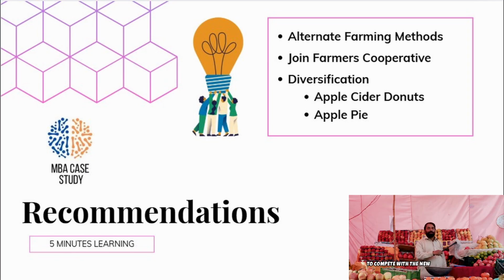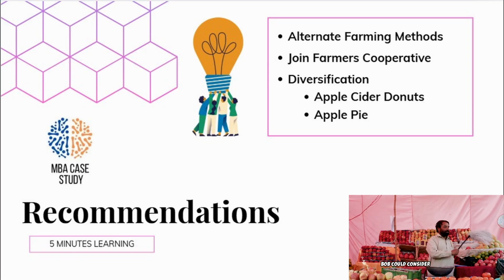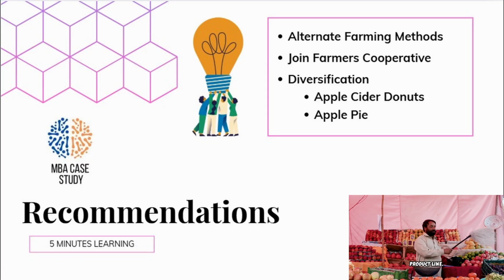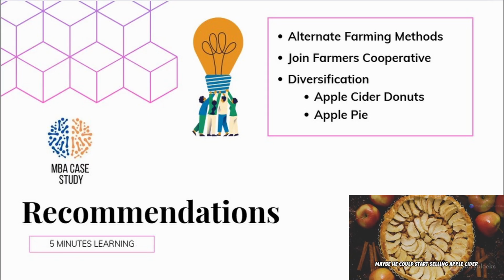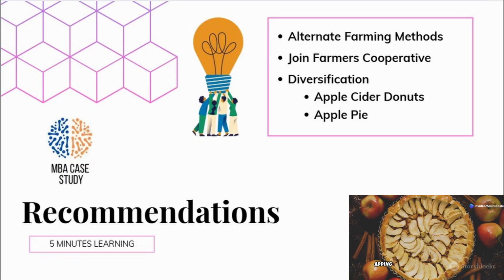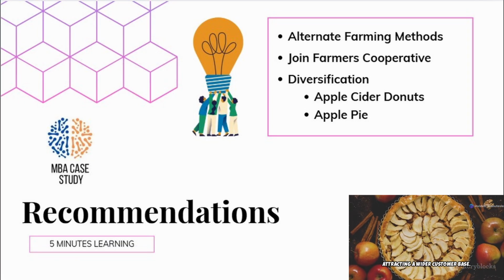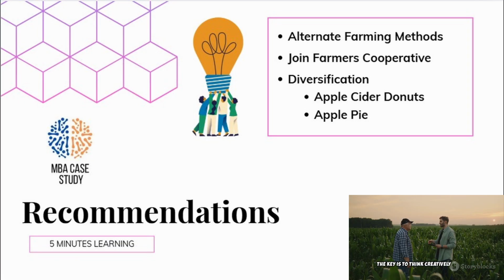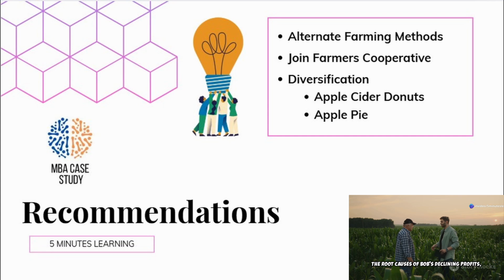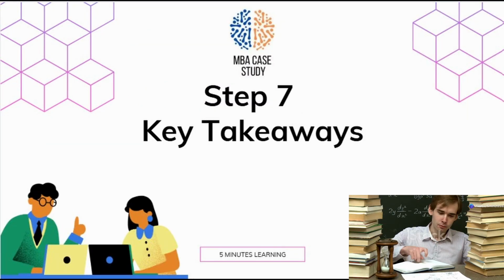To compete with the new organic apple seller, Bob could consider diversifying his product line. Maybe he could start selling apple cider donuts or apple pies, adding value to his existing produce and attracting a wider customer base. The key is to think creatively and come up with practical solutions that address the root causes of Bob's declining profits, not just the symptoms.